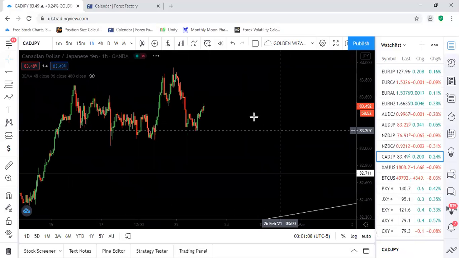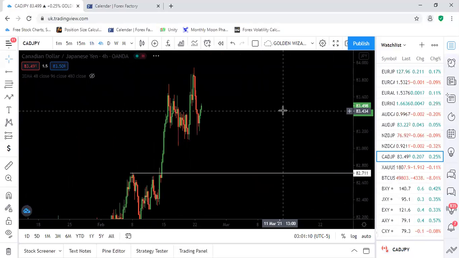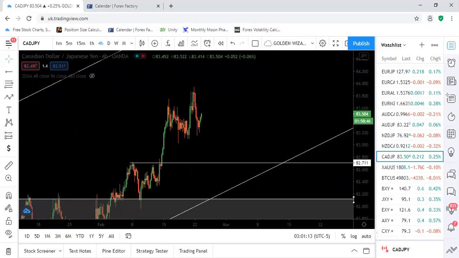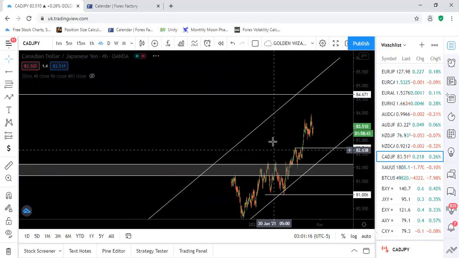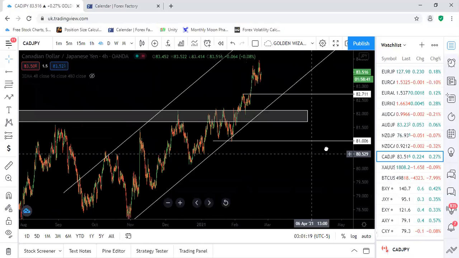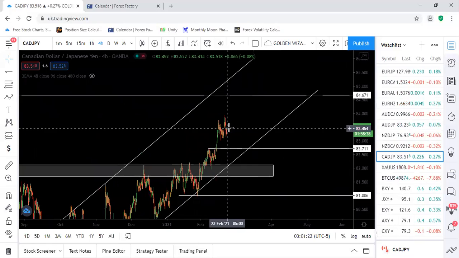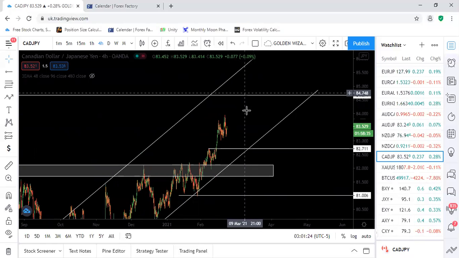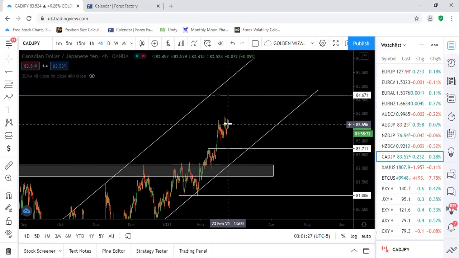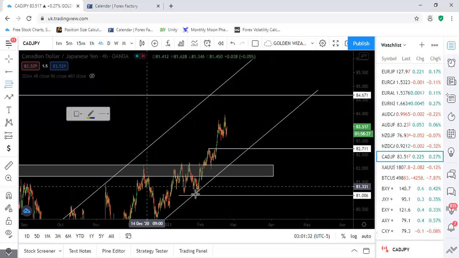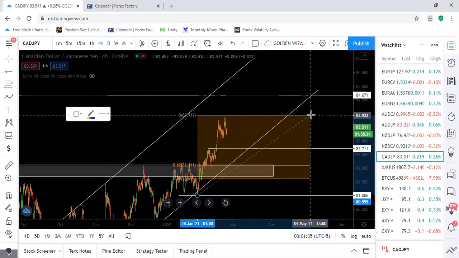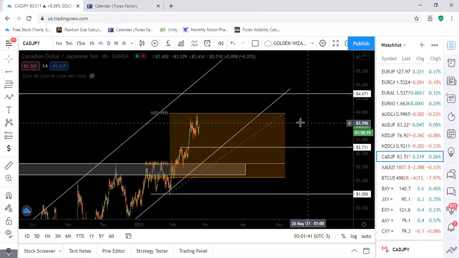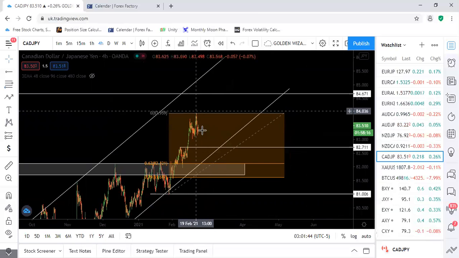So let's take a look at CAD JPY. On the 4 hour chart, we have an uptrend channel. I would not want to take a sell before here. However, from this zone. So again, this is the type of thing where on the Euro CAD, because of the structure, I would consider the buy. However, on this, I wouldn't even consider the sell just because of the structure.